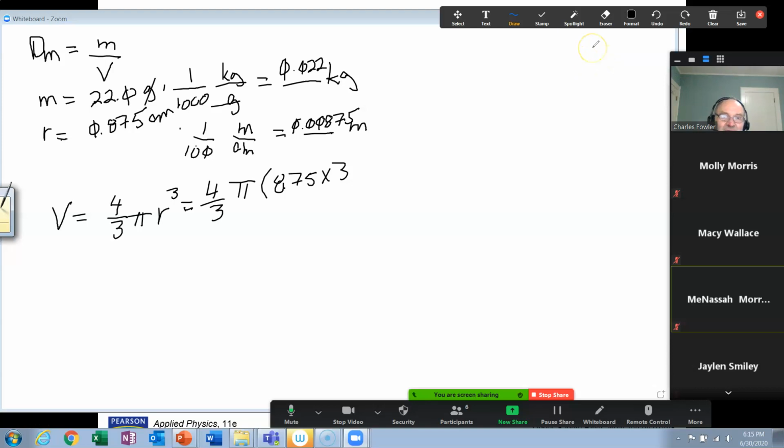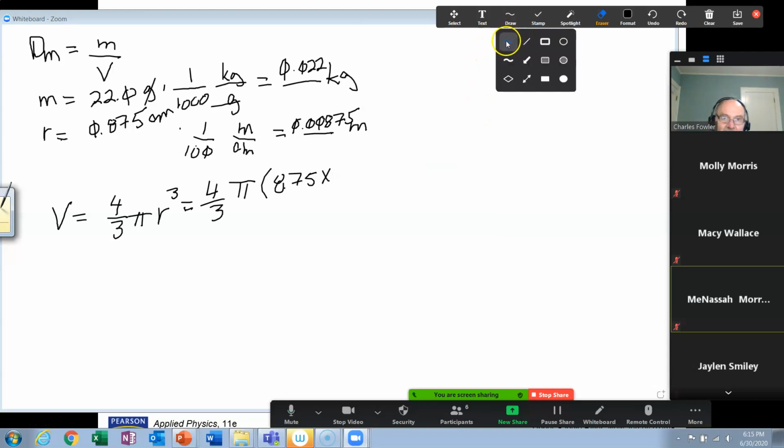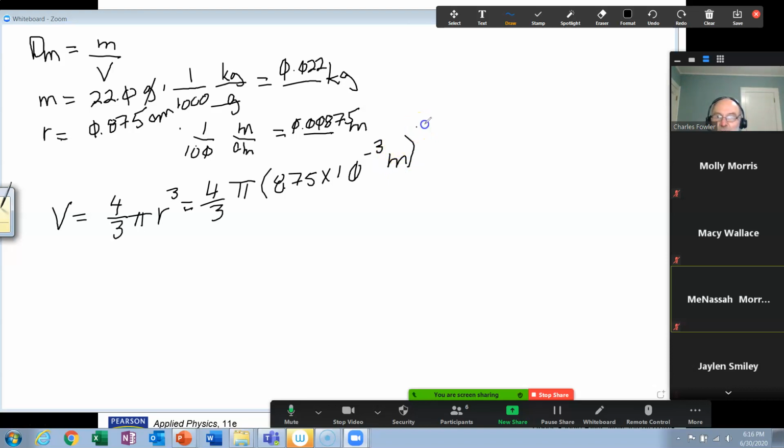The old gray cells are going to sleep on me here. Okay, there it is. Go back to my draw mode. Okay. Times 10 to the minus 3, because that's a small number smaller than 1, so its exponent is negative. 10 to the minus 3 meters. That's what your radius is. But you're cubing that. Okay?